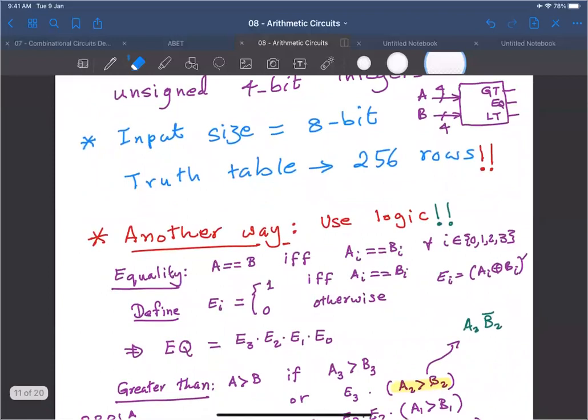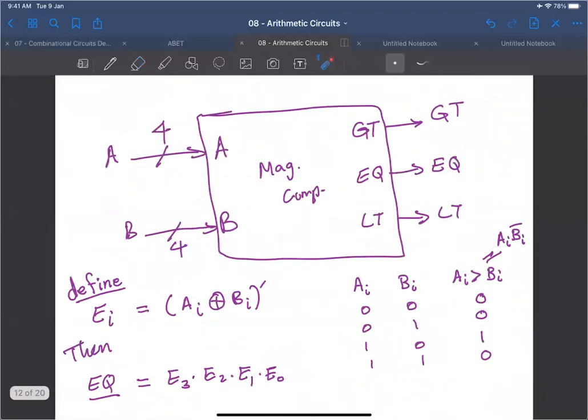If we think about the comparator as a black box, it takes A, which is 4-bit, and B, which is 4-bit, and it produces 3 signals, each one 1 bit. If GT is 1, then A is greater than B. If EQ is 1, then A equals B. If LT is 1, then A is less than B. This is what we call a black box description of the magnitude comparator functionality.